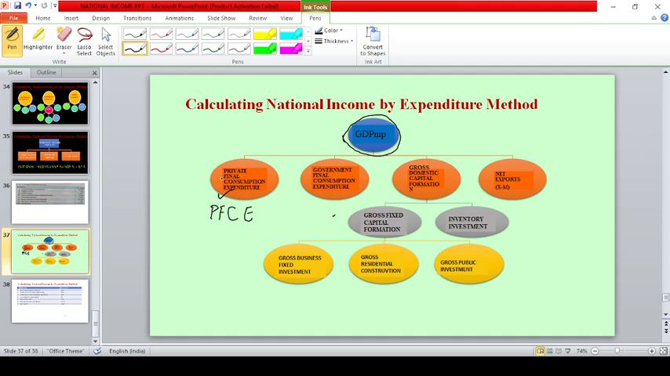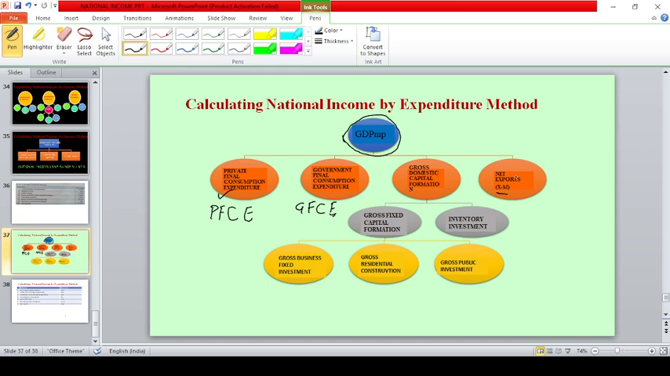All the expenditure that has been done by the private households. Then government final consumption expenditure. Those are the consumption expenditure that has been done by the government on the various social infrastructure or health infrastructure, you can say. Then you have gross domestic capital formation, and the last one, that is net export.